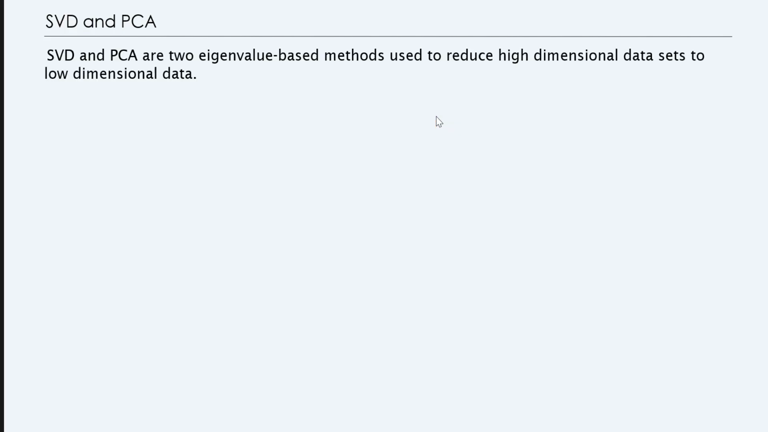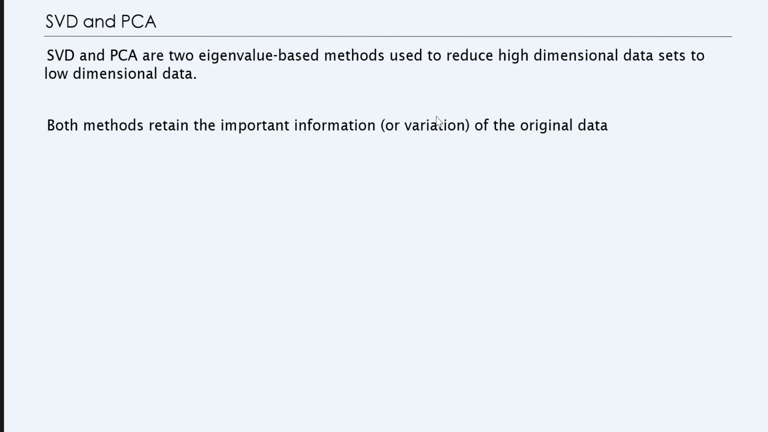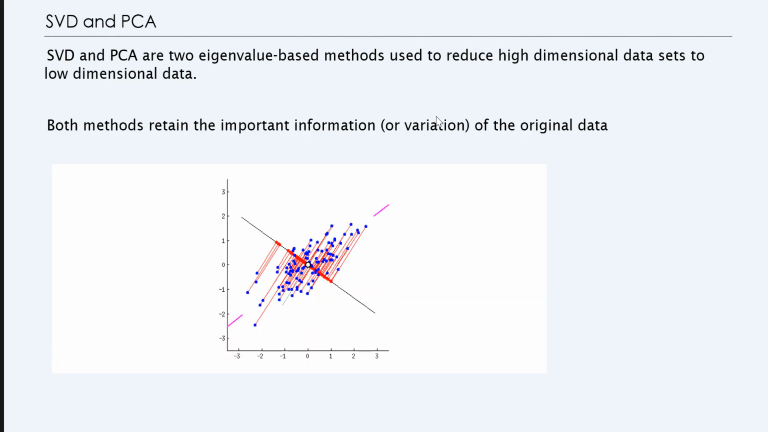So SVD and PCA are two eigenvalue-based methods used to reduce high-dimensional data sets to low-dimensional data. Both methods retain the information or the variation of the original data. So this is showing you we have this original data, the blue dots, and then by rotating the axis, we find a principal component like that. So we can find a nice principal component here. It keeps going. Now we're getting there. So that's one component, and there's the orthogonal component to that.